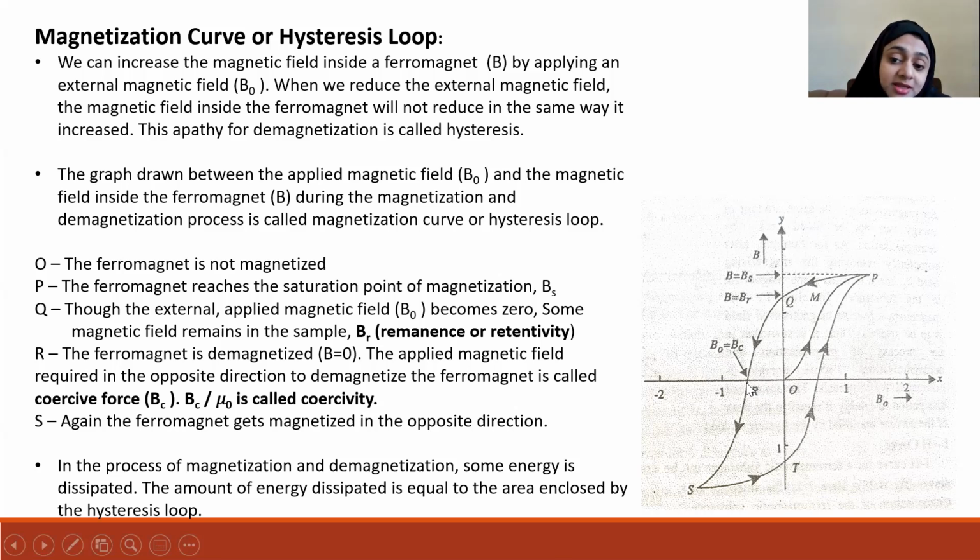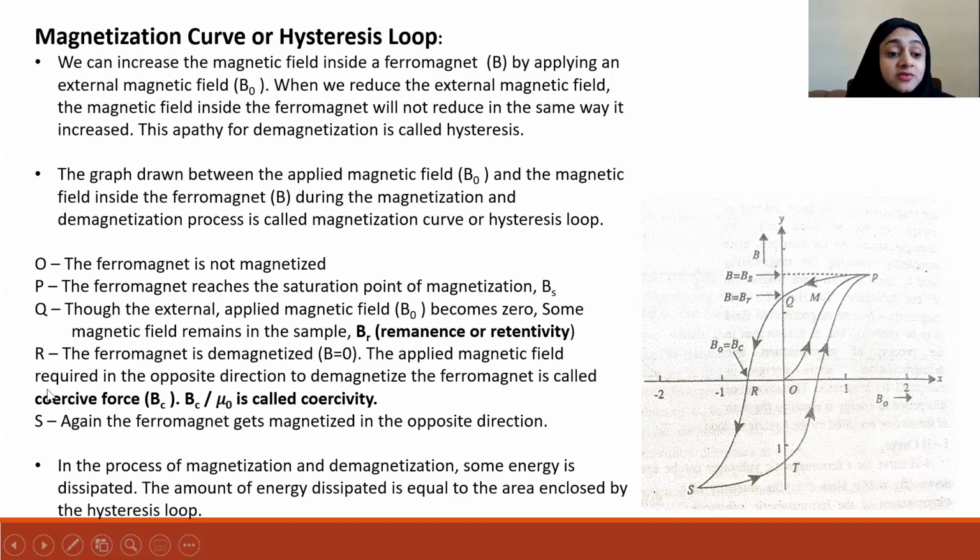When we apply the magnetic field in the opposite direction, the magnetic field inside the ferromagnet gradually decreases until it reaches a point R. At R, the ferromagnet is completely demagnetized, which means the magnetic field inside the ferromagnet, B, is equal to 0.